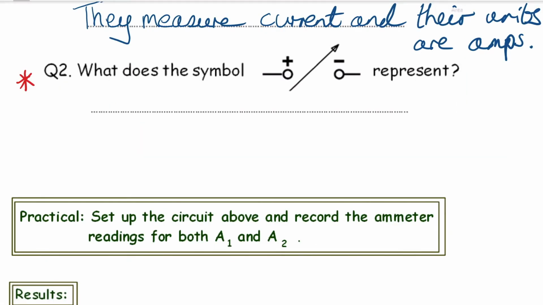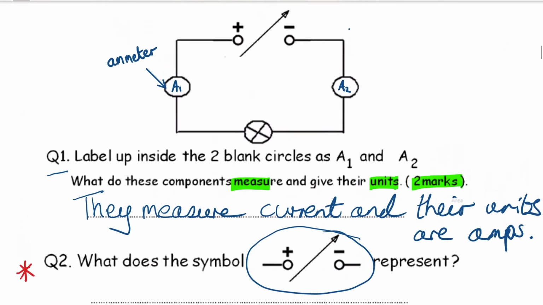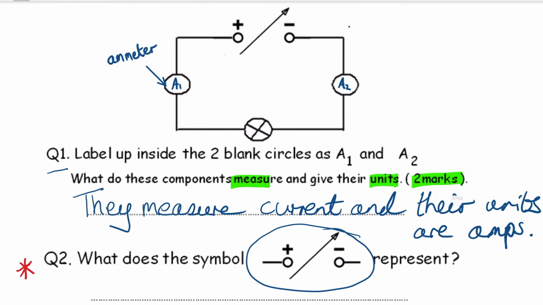Finish question 1 then. On to question 2, that's just a bit of retrieval practice from the previous lesson. What you need to do is look back and find out what that represents. I've asterisked that in red for you to do. Underneath is a practical. It says set up a circuit above and record the ammeter readings for A1 and A2. You can see there it's a circuit with power supply, 2 ammeters and a bulb.